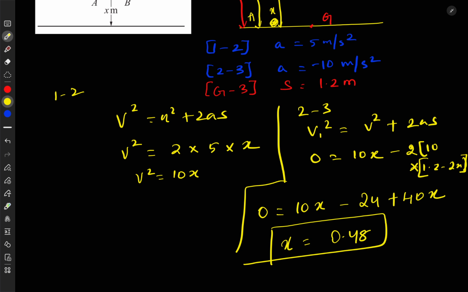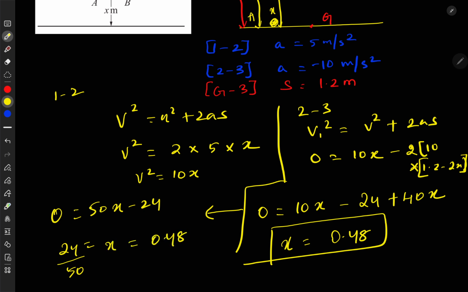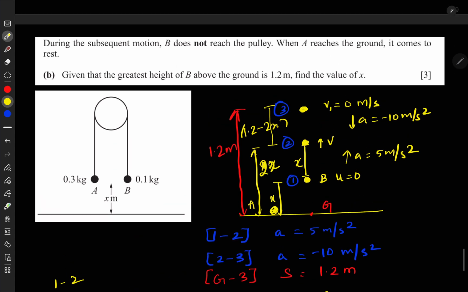If you solve this one, it will be 0 equals 50x minus 24. So 24 equals 50x. So x will be equal to 0.4. So that is the value of x. Hope this explanation helps you to understand this question. Thank you, students.